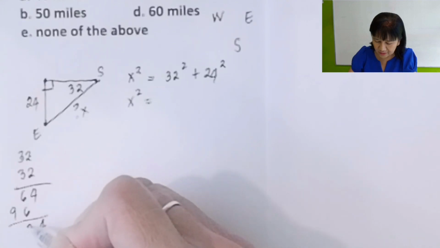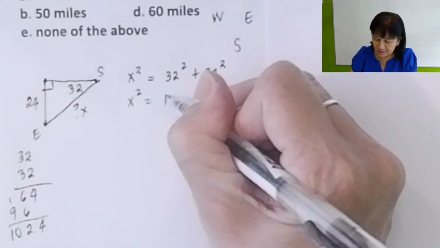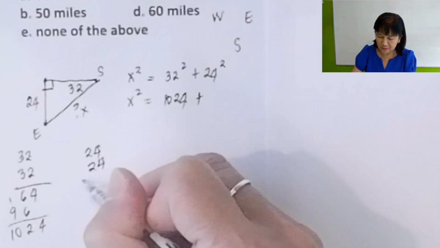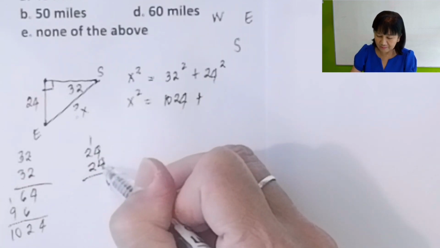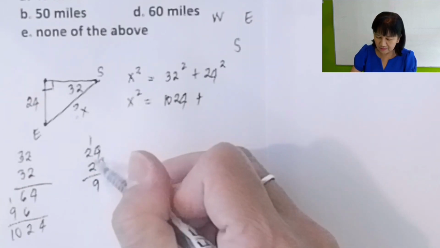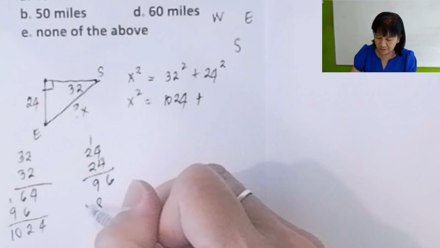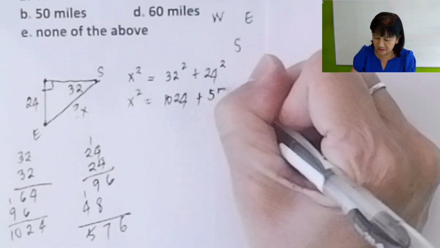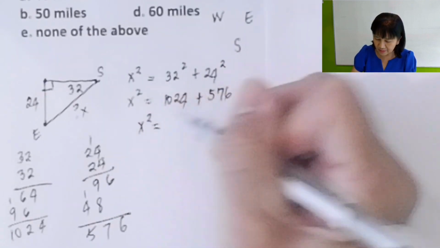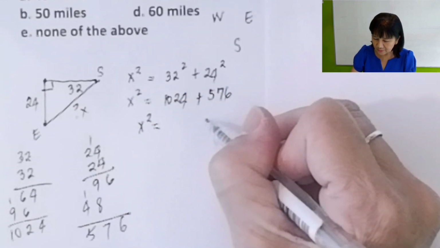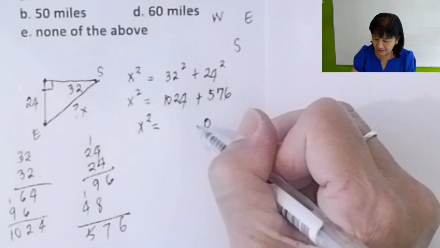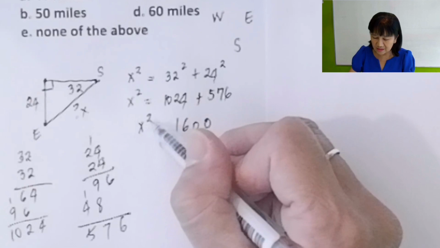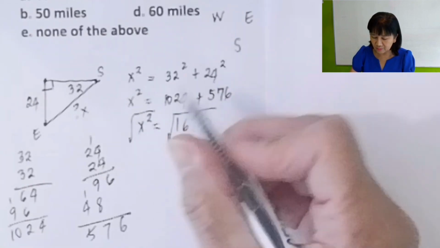Add 4. 12 carry 1, 10. So this is 1024 plus 24 squared, 24 times 24, 4 times 4, 16, carry 1, 4 times 2 is 8, plus 1 is 9, 4 times 2 is 8, 2 times 2 is 4, add 6, 17, carry 1, 576, then add this, we have 6 plus 4, 10, carry 1, 7, 8, 9, 10, carry 1, 6, 1, 1600. But this is x squared, so you take the square root of both sides.